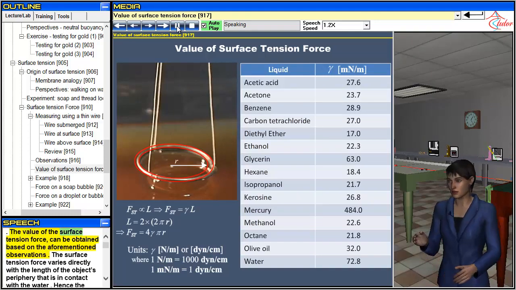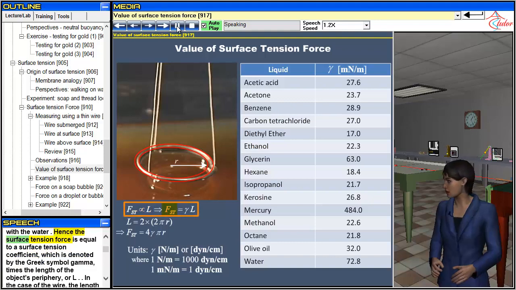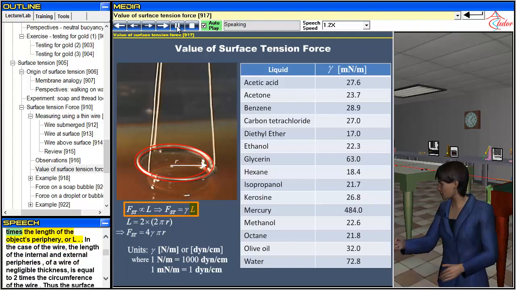The value of the surface tension force can be obtained based on the aforementioned observations. The surface tension force varies directly with the length of the object's periphery that is in contact with the water. Hence the surface tension force is equal to a surface tension coefficient, which is denoted by the Greek symbol gamma, times the length of the object's periphery, or L.